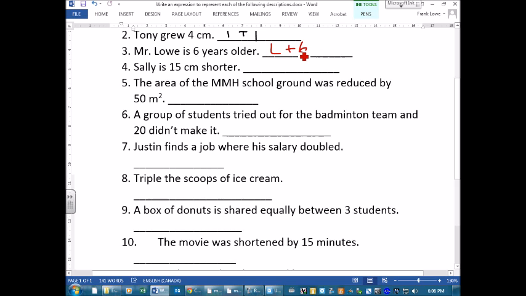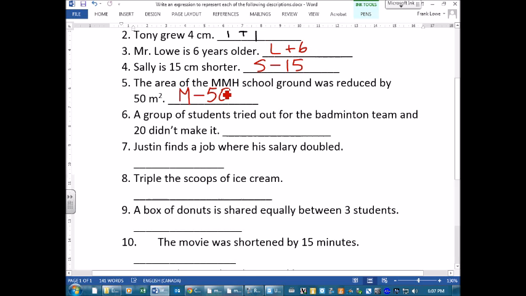Okay. Sally is 15 centimeters shorter. What don't we know? We don't know Sally's original height. So we're going to go Sally, and she's shorter this time, so subtract 15. That's an expression. Okay. The area of the Mike Mountain Horse School Ground was reduced by 50 meters squared. What don't we know? We don't know the area of Mike Mountain School Ground. Okay, so let's put M for Mike Mountain Horse School, and we know its area was reduced by 50 meters squared.